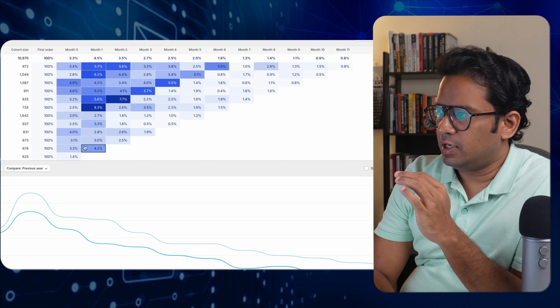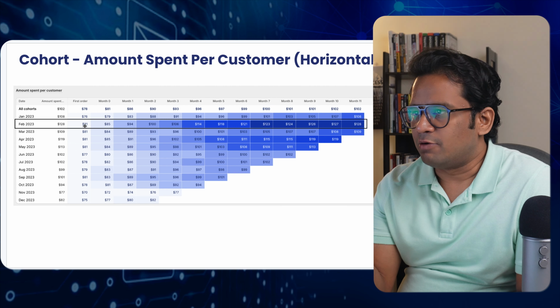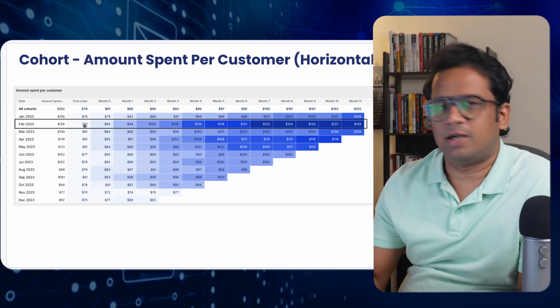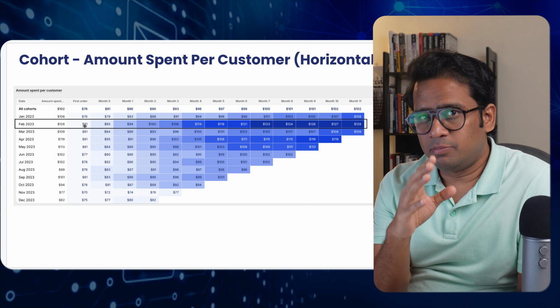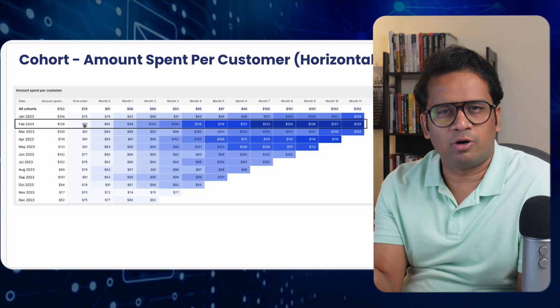And third is you can read it diagonally. So all three have their own different insights. So now coming down to horizontally. Horizontally, what we can get is the customer buying pattern month on month, what revenue they're bringing in month on month, and the average count of orders month on month.